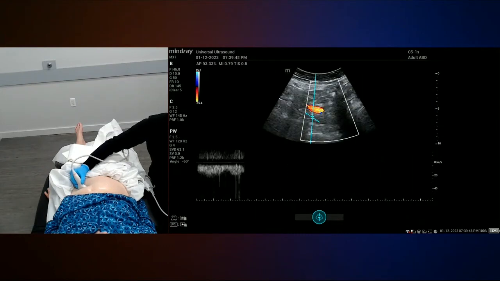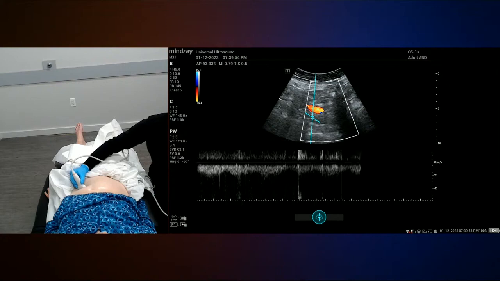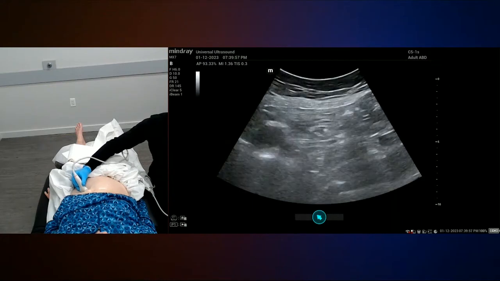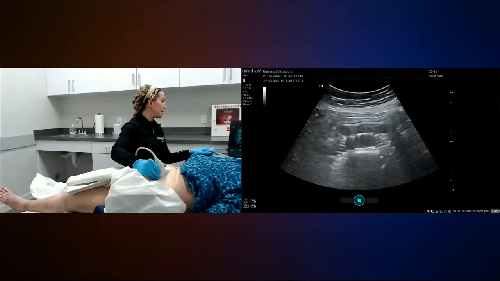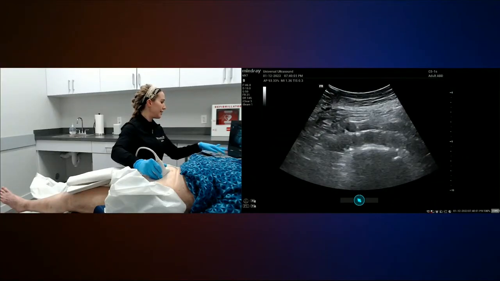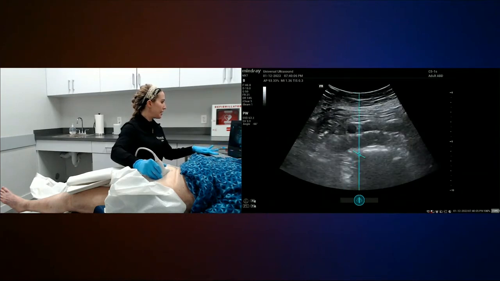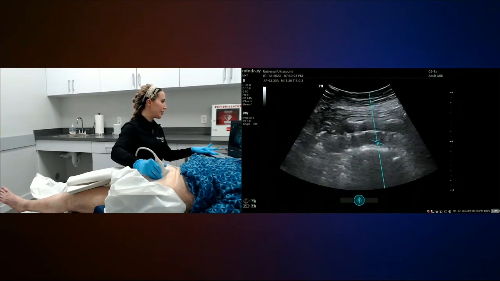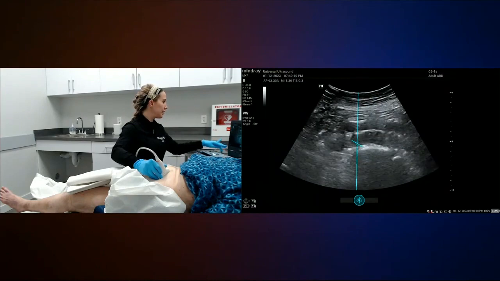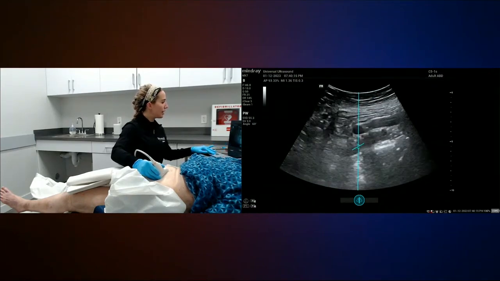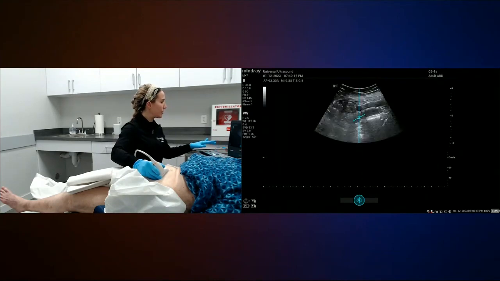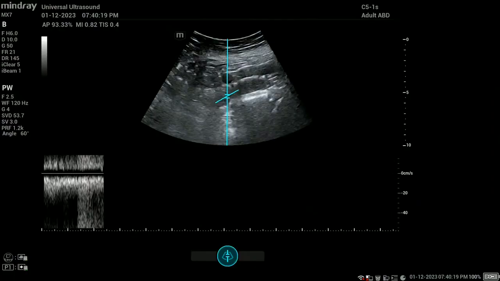So I'm going to invert my color so you can see that flow is basic. And then I'm going to follow that all the way up to the confluence. Right here. And I would do assessments of Doppler throughout. And then most important is I want to look at the inferior vena cava and make sure nothing's going on through there once I'm done assessing.